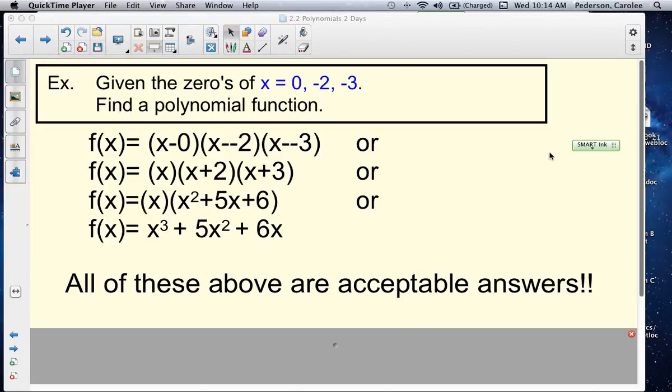All of these work, and I'll explain what this means. The first step is, remember, you always have to think opposite with your zero. So in factored form, it'd be x minus 0, x minus negative 2, x minus negative 3. So there's one possible answer.